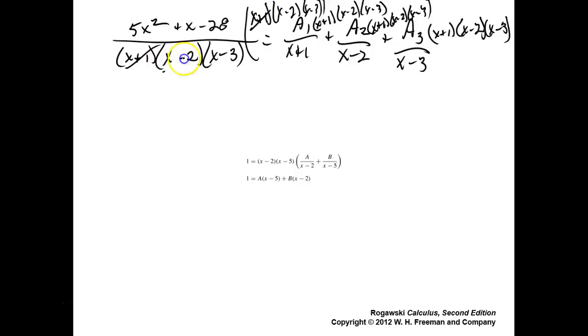The x plus 1s go out, x minus 2 goes out, and x minus 3 goes out. So your left-hand side is simply your numerator, 5x squared plus x minus 28, right? Now, your right-hand side, the first fraction, the x plus 1 goes out, and that leaves you a1 times x minus 2 times x minus 3, okay? If you're tempted to multiply those together, resist the temptation. It works, but it's a long way to do it.